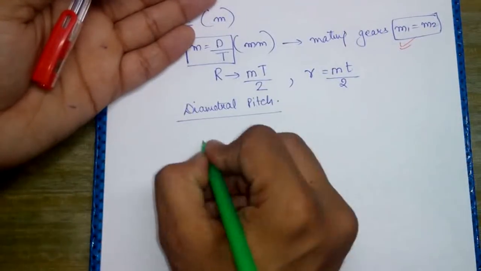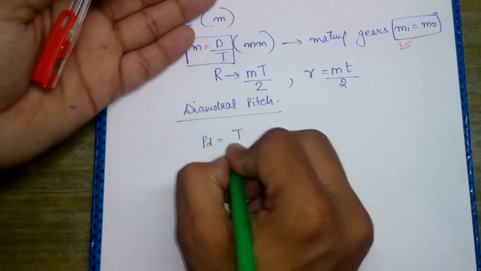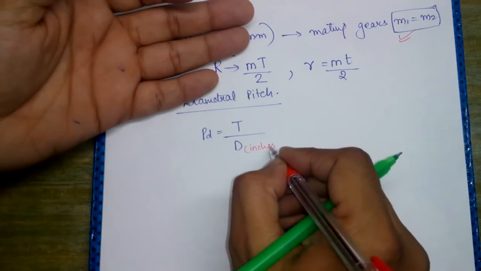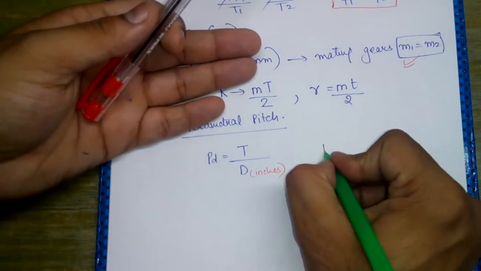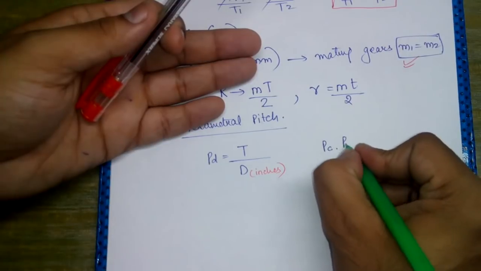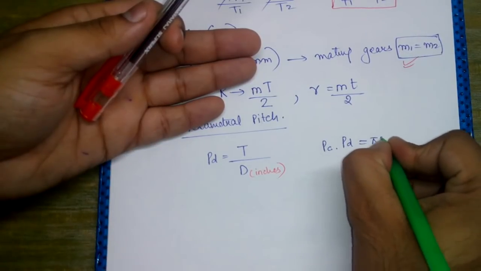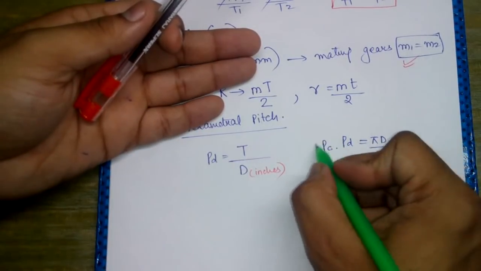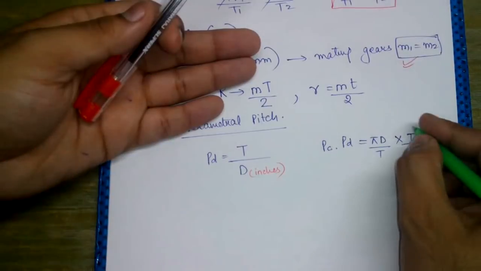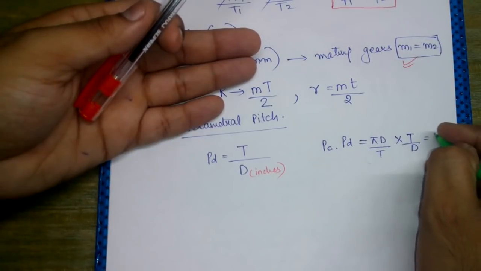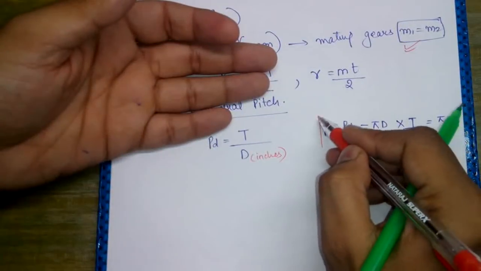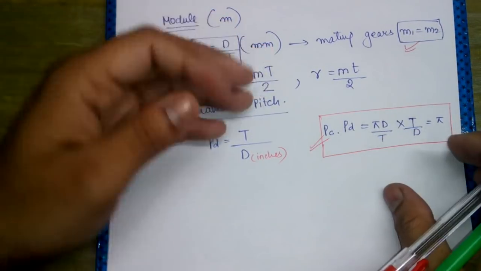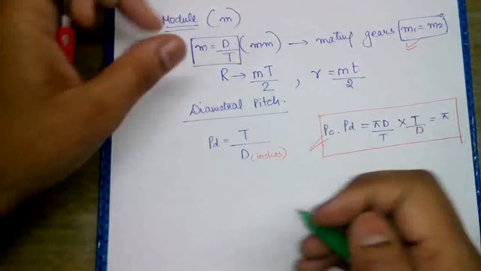And what is diametral pitch? It is defined as Pd is equal to t upon diameter, but this diameter should be in inches, such that Pc, that is circular pitch, into diametral pitch is equal to pi into d by t multiplied by t by d, because circular pitch is pi d by t and diametral pitch is t by d, so this would come out to be pi. This question is also asked often, where Pc is given and you have to find Pd, so we will use this formula.